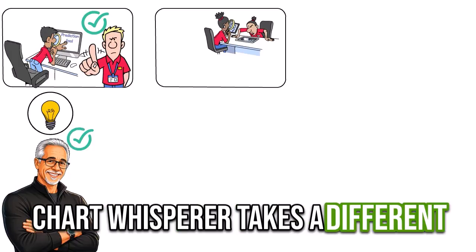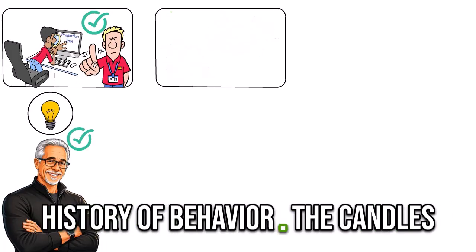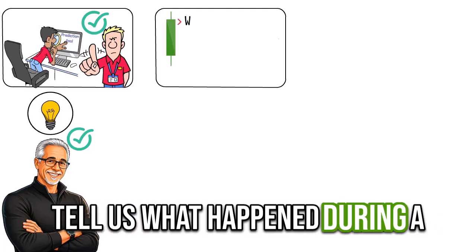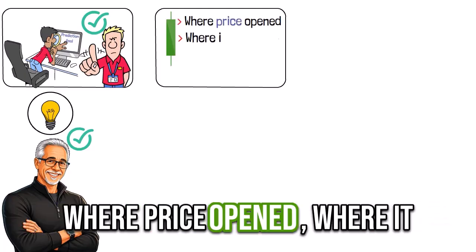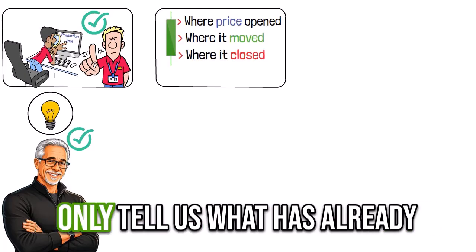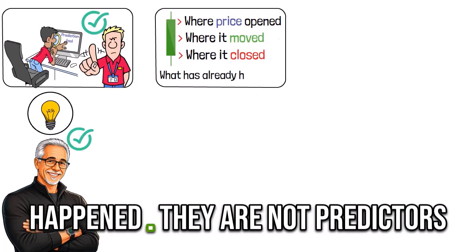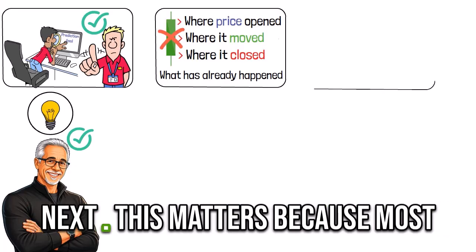Chart Whisperer takes a different approach. We look at the chart as a history of behavior. The candles tell us what happened during a specific period of time. They show us where price opened, where it moved, and where it closed. They only tell us what has already happened. They are not predictors or guarantees of what will happen next.